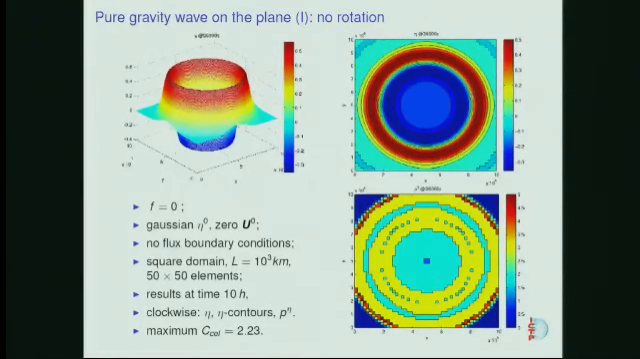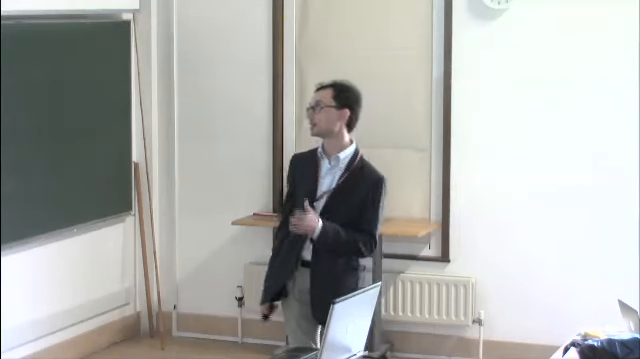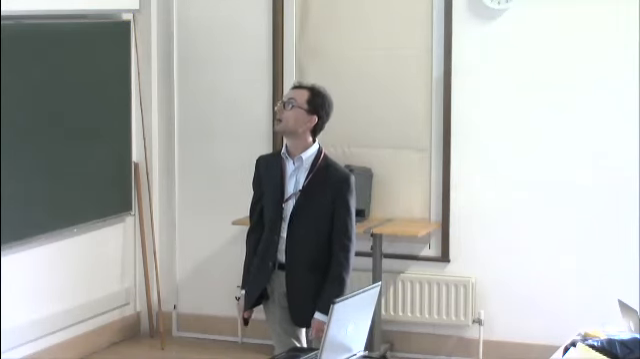Some results. First, on the plane, here you can see the propagation of a gravity wave. We start from a Gaussian perturbation of the free surface elevation. Here you see the free surface elevation after 10 hours. And here you can see below the distribution of degrees of freedom. Each square is an element of the partition.